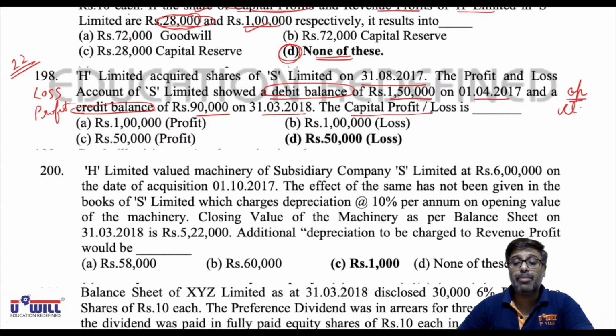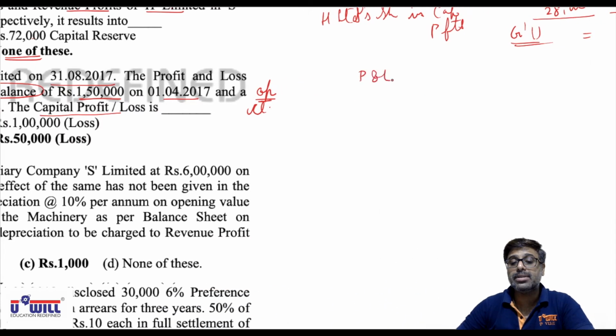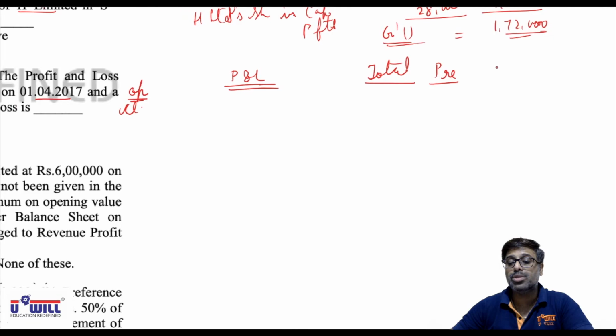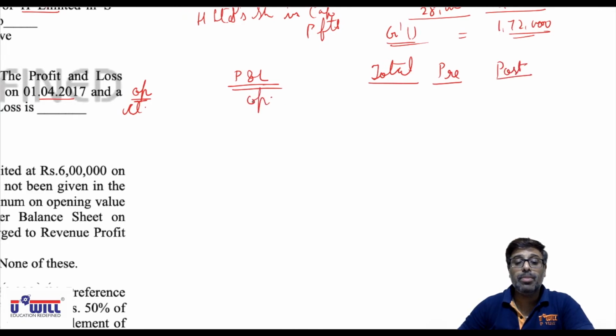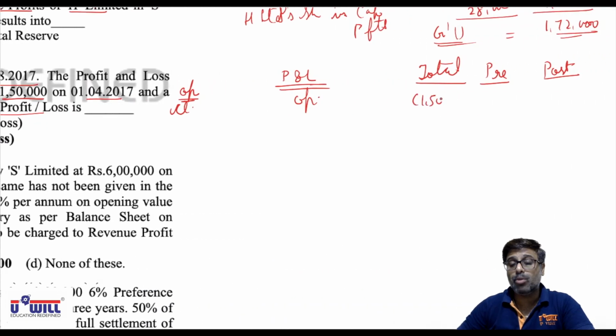They have asked you capital profit or loss. So let us make that workings of P&L account. What workings? Total, pre and post. Now we start with opening balance. Opening balance is a loss of 1,50,000. So negative amount, 1,50,000 entirely goes in pre-acquisition period.